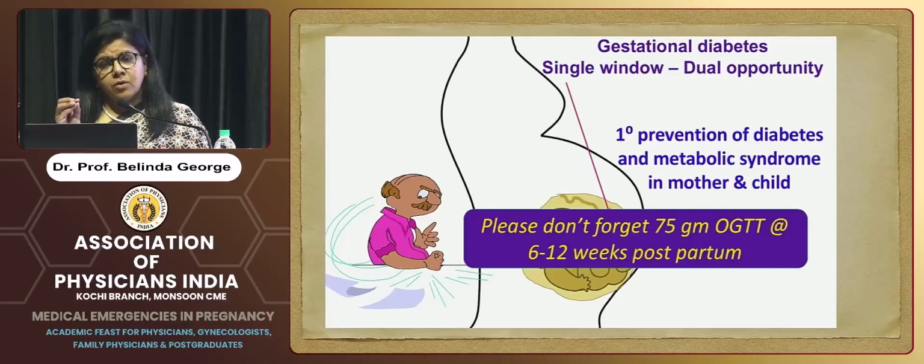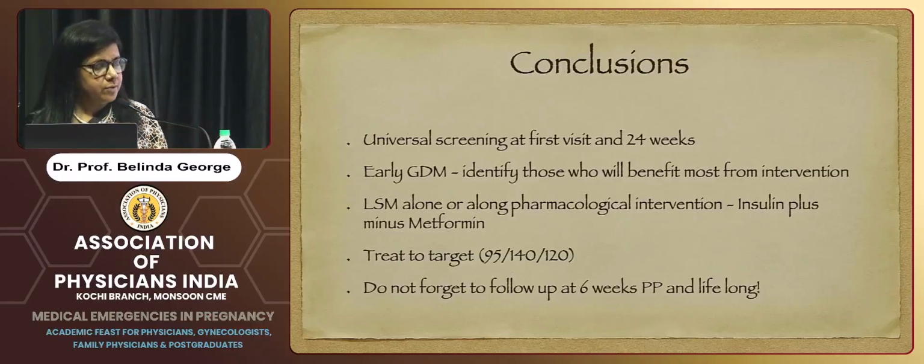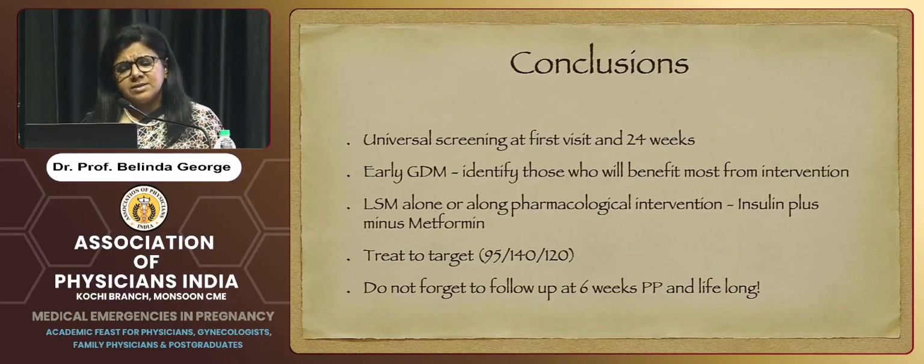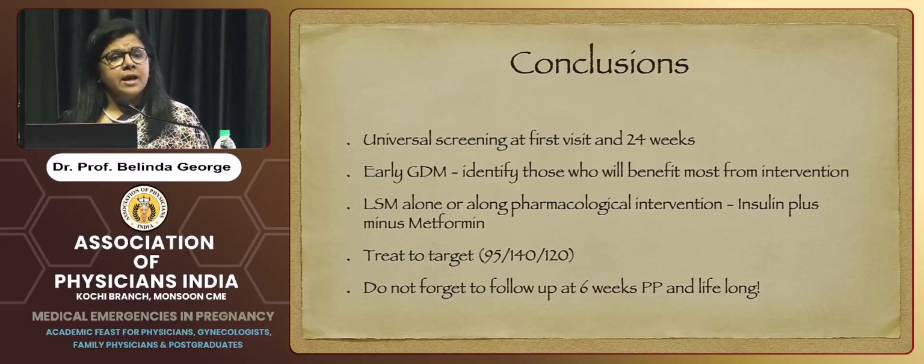So this is a golden opportunity and a window for us to intervene and either stop the progression or at least catch them early. So in conclusion, universal screening at first visit and 24 weeks is the norm. Early gestational diabetes, yes, it's important that we screen them, and the guidelines may change in the immediate future, but we identify those who will benefit maximum from the intervention. Sometimes just lifestyle modification alone is adequate. You can add on pharmacological intervention if you're not reaching your targets.